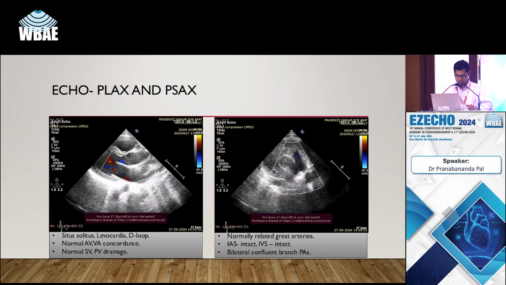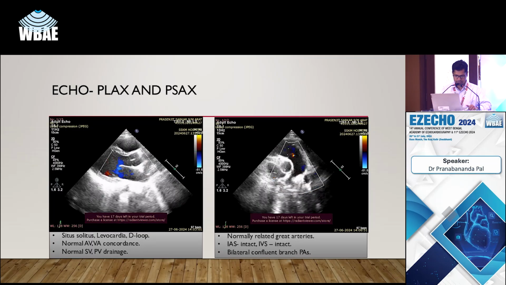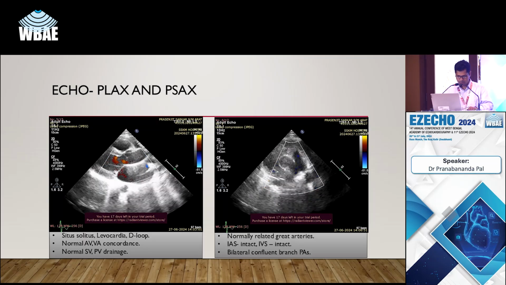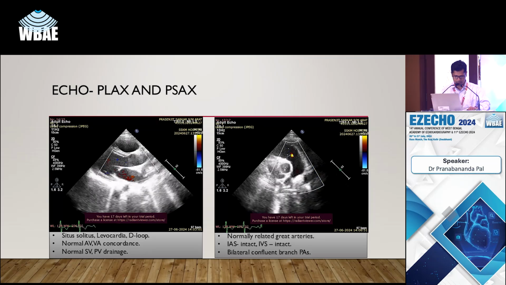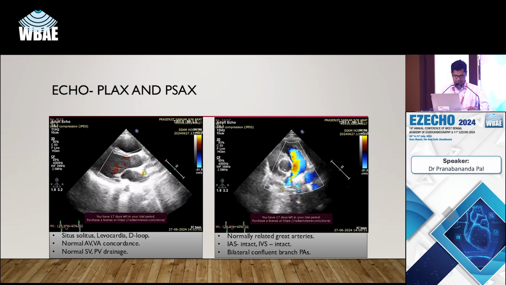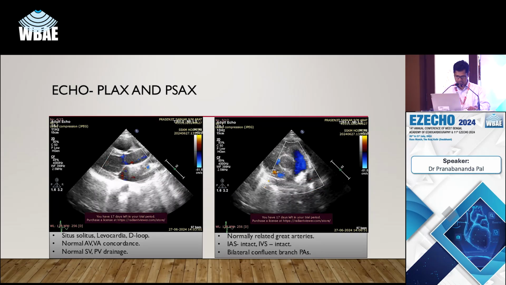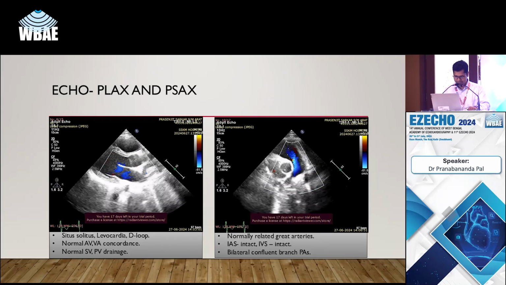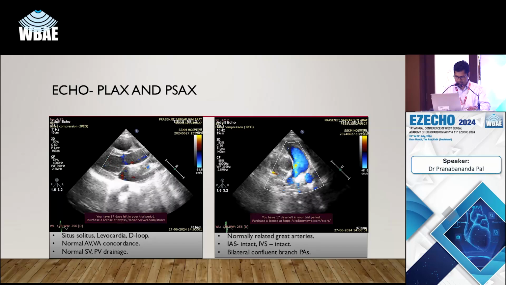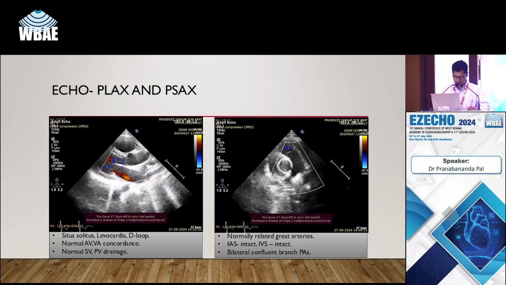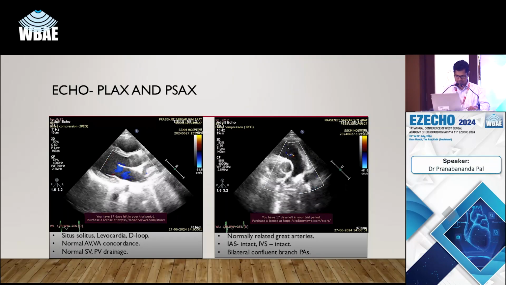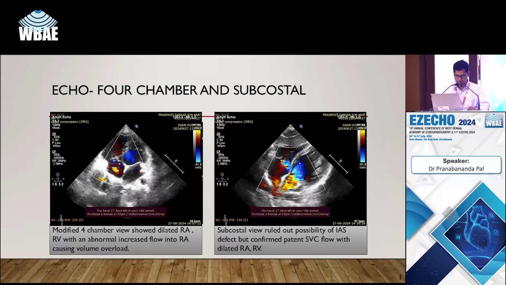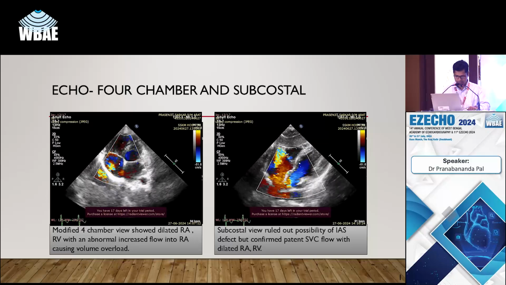So we did echocardiography in this patient. The initial echocardiography was apparently normal: situs solitus, levocardia, D-loop, with normal AV and VA concordance, normal systemic and pulmonary venous drainage, and normally related great arteries. The IAS and IVS were intact, there were confluent branch pulmonary arteries, and there was no evidence of any PDA. So we went for a modified 4-chamber echocardiography.